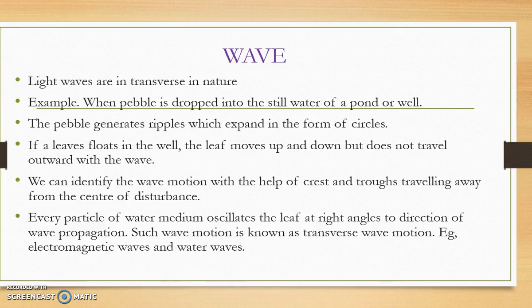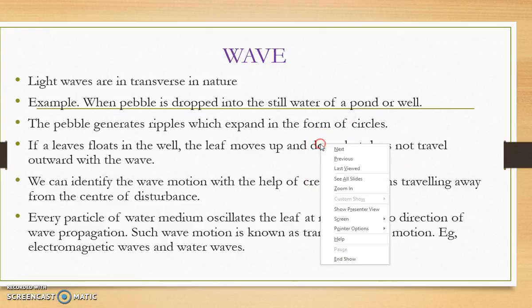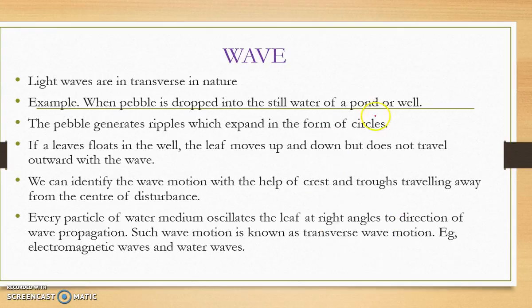If a leaf also floats in the well, the leaf tends to move up and down but does not travel outward with the wave. So by that we can identify the motion with the help of crests and troughs traveling away from the center of the disturbance. Let us consider a sinusoidal waveform. Here this positive cycle may be called a crest and the negative cycle can be called a trough.